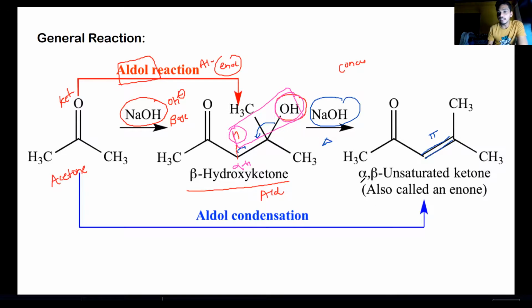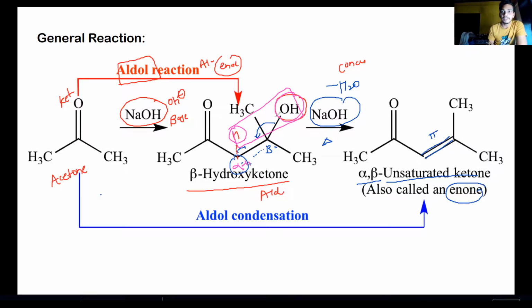So what happened here? What is the formation? Alpha beta unsaturated, by alpha. This is alpha, next is beta. So alpha beta. There is a formation of a double bond whenever there is a removal of water. So that is considered as what? Alpha beta unsaturated ketone, and it is also considered an enone. So we have studied here that the enol structure is formed and the enone structure is formed.